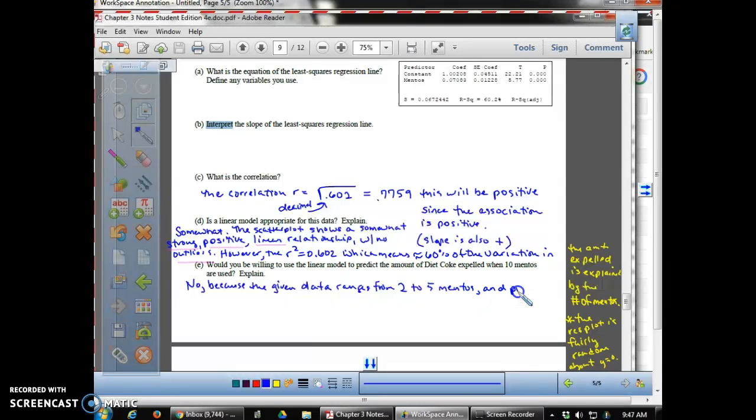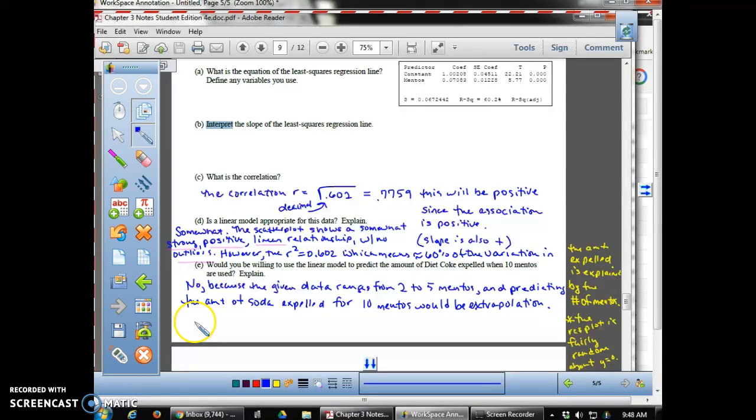And predicting the amount of soda expelled for 10 Mentos would be called extrapolation. The extrapolation. Okay, the prediction would be unreliable.